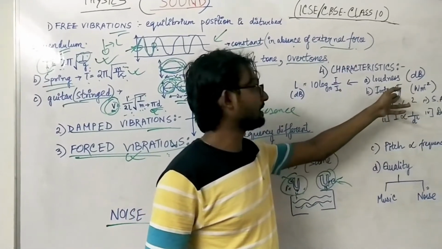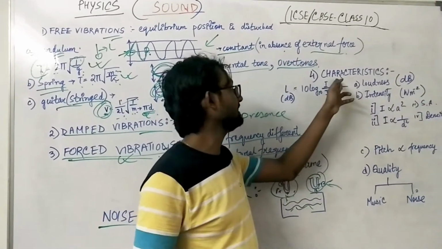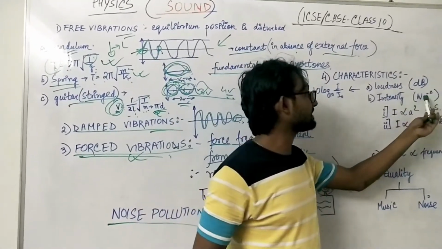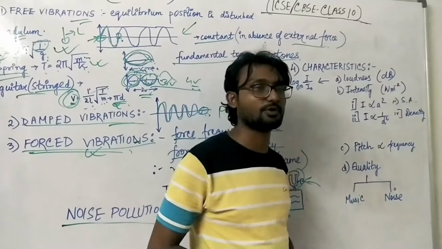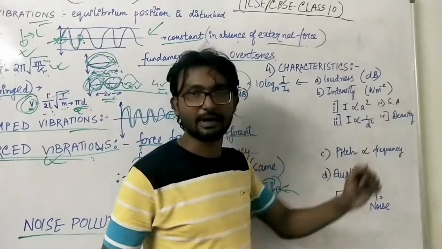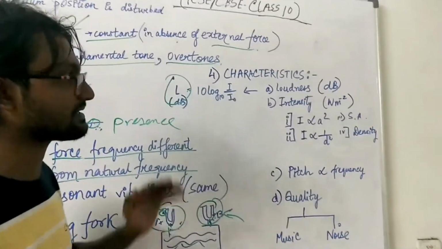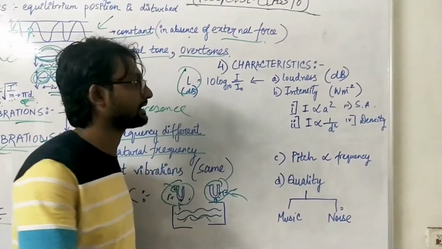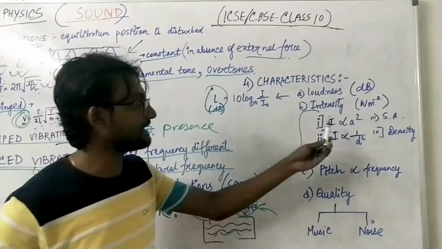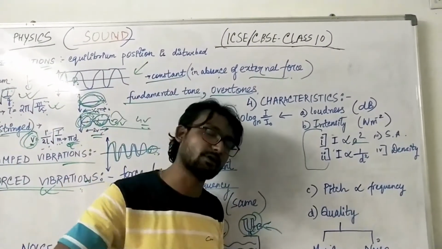Intensity is the next topic among the characteristics. I0 is the initial intensity, and I is the intensity that we are measuring when we measure the loudness. Intensity is nothing but energy produced over an area, so its unit is W per m squared, W/m². It is the energy produced when a sound is going on and the object is vibrating. These are the factors you need to know for the theoretical part. Intensity is directly proportional to A squared.